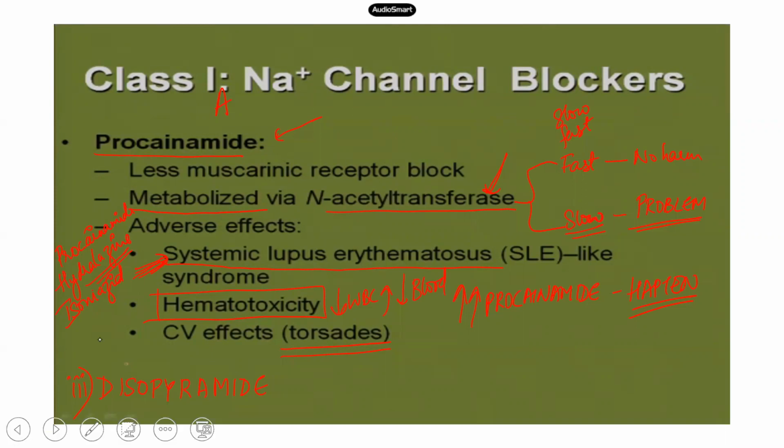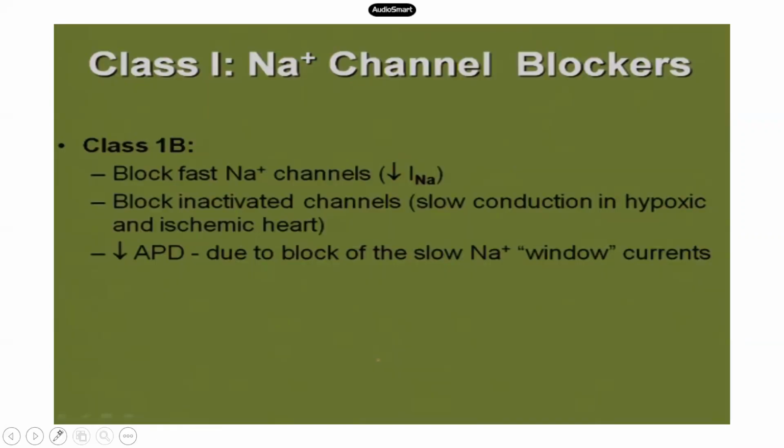Now moving on to the class 1B drug, sodium channel blocker, as you already have seen in the first bullet point, it blocks the fast sodium channels. Now this class 1B, apart from blocking the fast sodium channel, exerts its effect basically on the slow sodium window currents. So where do we see the slow sodium window currents? If I draw the normal cardiac action potential of a fast response fiber, the slow sodium window currents basically act on your plateau phase. This is your plateau phase. This is your phase 2. This is where they act.